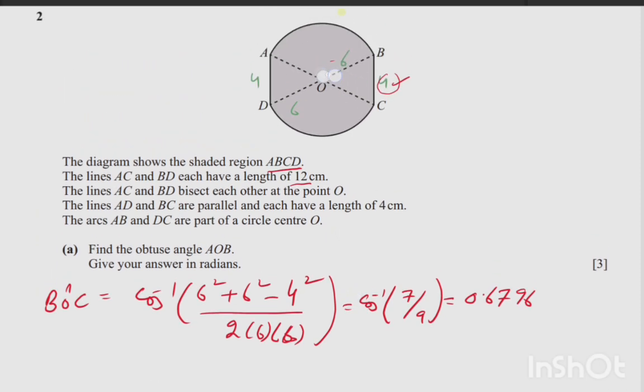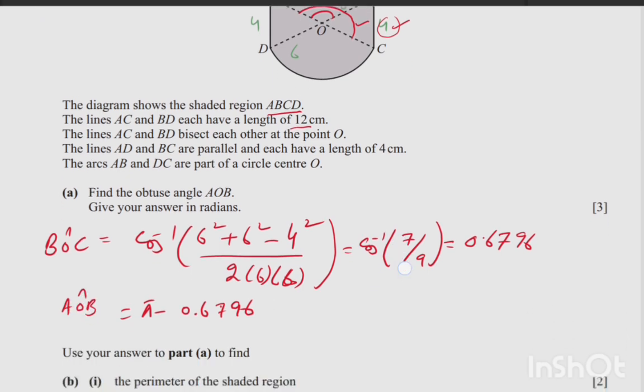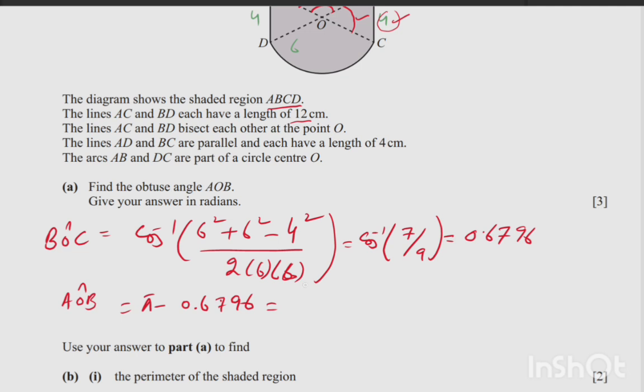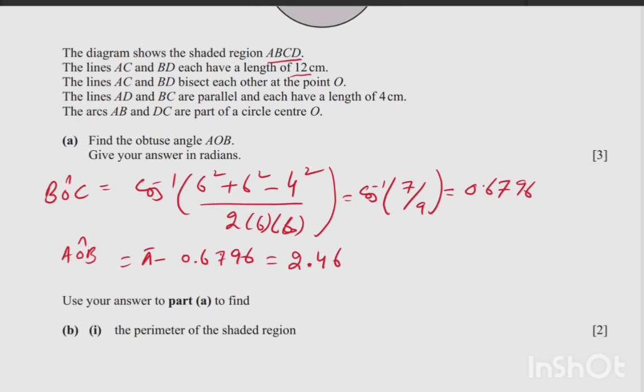Okay, now we have to find AOB. How do we find AOB? The total angle is pi, 180 degrees, minus this angle BOC. The angle BOC is 0.6796, and here we have to find AOB. If we subtract, pi minus this one, we get the answer 2.46. Okay, this is our required answer.